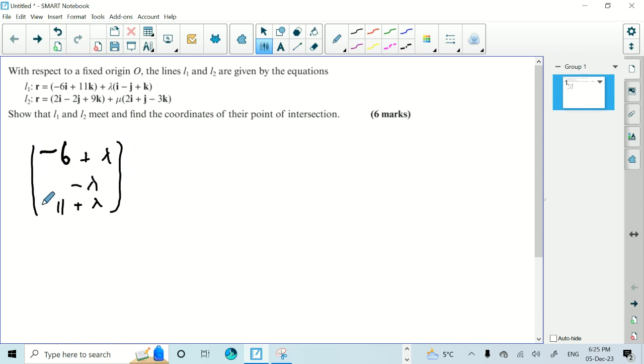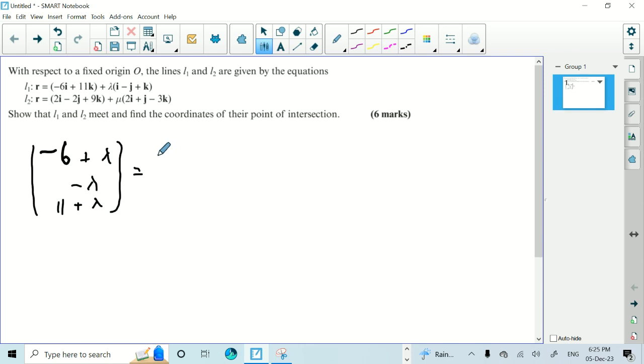So in L2 we do the same thing and we put it equal to one another because it says from a fixed origin the lines L1 and L2 are given by the equations. And it says show that L1 and L2 meet. And if they meet, they've got to be equal to each other. Or equal to 0, in fact, in itself. But we'll take from right-hand side to left-hand side afterwards.